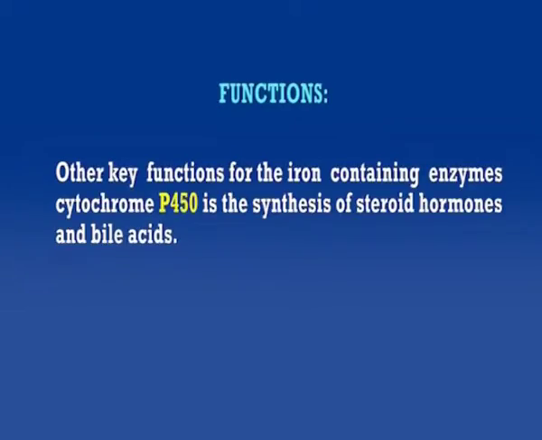Some iron-containing enzymes function as signal-controlling substances in some neurotransmitter systems in the brain, for example, the dopamine and serotonin systems. Other key functions for the iron-containing enzyme cytochrome P450 is the synthesis of steroid hormones and bile acids.